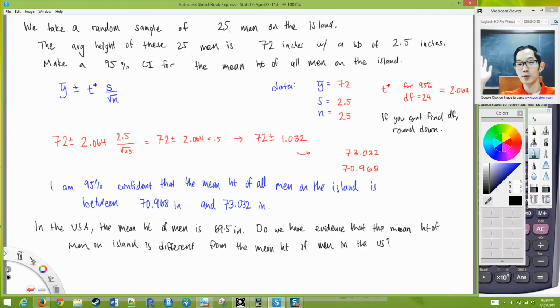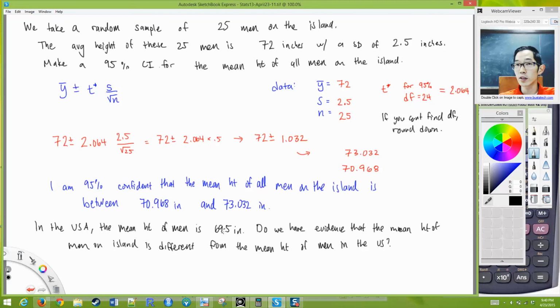And then we can answer that question. All right. But here, we only looked at 25 men, but based on our confidence interval, it basically goes from 71 to 73 inches, if I'm just rounding off to the whole number. Okay, that is evidence. We only looked at 25 men, but the sample of the 25 men that we looked at on the island had a mean of 72 inches, which is different enough that our confidence interval does not include this number 69.5.